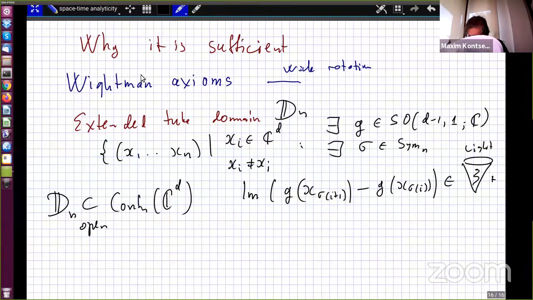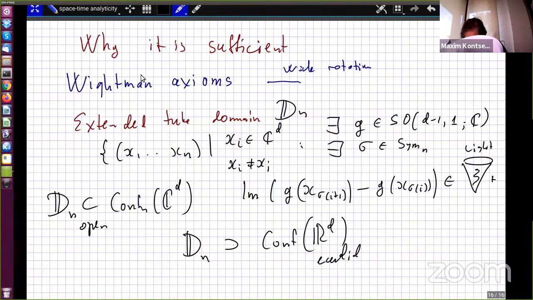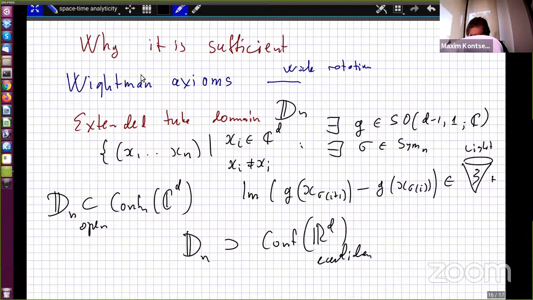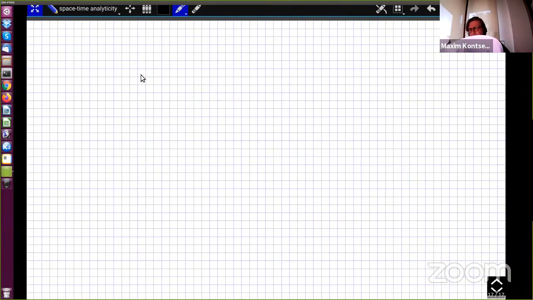Now D_n contains Conf_n of R^d Euclidean. That implies that you get a symmetric function of them. Now, what is the observation? Let's think about what possible totally real subspaces we can consider in C^d, which are not Euclidean, and such that still for any configuration, the vacuum expectation value of the correlation will be well defined.